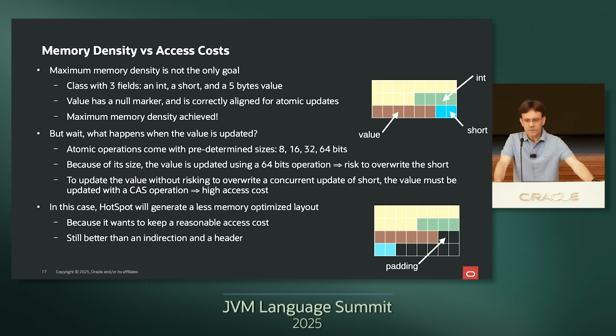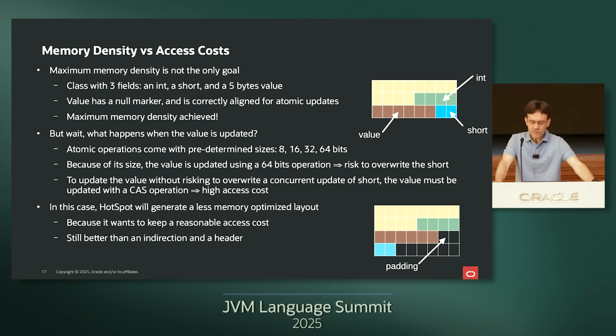When computing the layout of flat values, maximum memory density is not the only goal. In the example here on the upper right, I have a class with three fields: an int, a short, and a 5-byte value. You can see the layout here. You have the int, 4 bytes. You have the value with 6 bytes because we have to have a null marker in it, and you have the short. And the value is correctly aligned for atomic operations. We achieve maximum memory density.